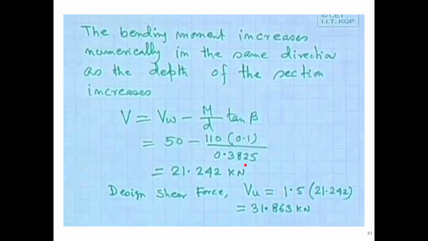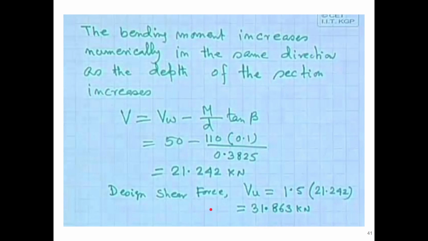Yeah, everything is in meter and kilonewton. So the bending moment increases numerically in the same direction as the depth of the section increases, right? So the V value will be 21.242 kilonewton. Solving, the design shear force V will be 1.5 into 21.242, which is 31.863 kilonewton.